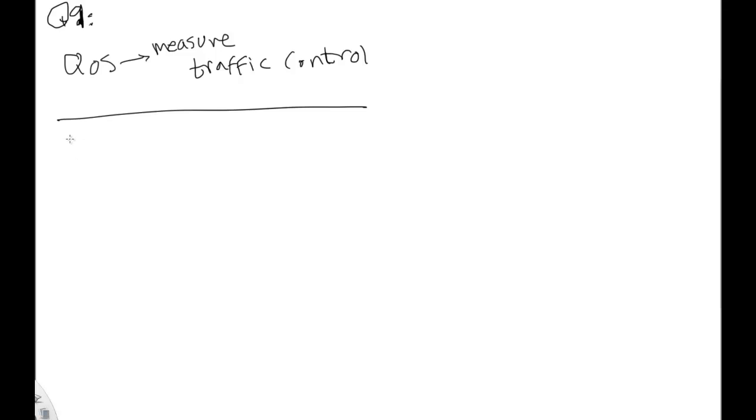So finally, question number 9 is asking, what is QoS and how is it measured? So it's basically a measure of traffic control. And the measures that we have with traffic control are basically the latency or delay, your error, and your throughput. These are the measures that QoS tries to implement and improve.